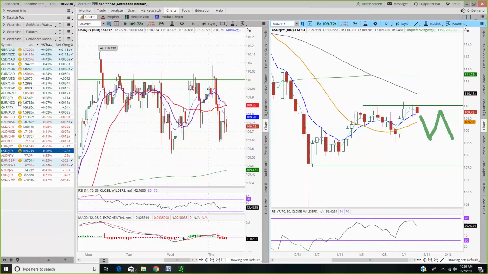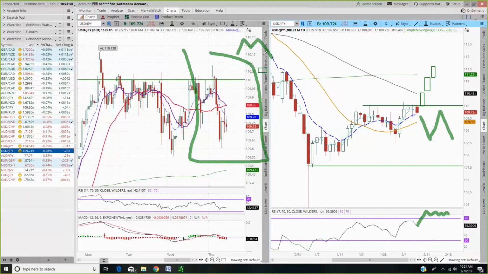So here's what I'm looking for. If this breaks to the upside, first of all, I would have wanted to be in it down here. But that's there. What do you think is going to happen over here? This is going to go into this zone. And then if that happens, I'm going to go over here and look for a topping pattern, just like I told you for the other one.